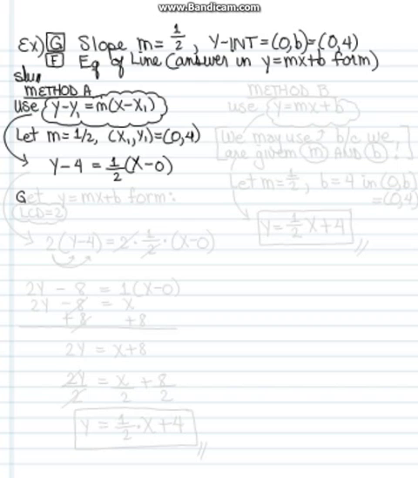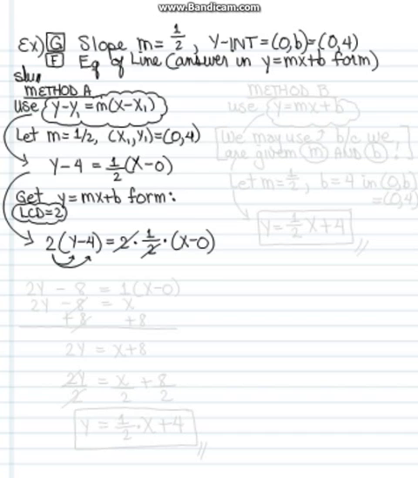And now we're going to get this answer into the proper form that they asked for at the end, y equals mx plus b. First, I'd like to get rid of the fractions because I never like working with fractions in equations. So I multiply both sides by the least common denominator, which is 2. I need to distribute it across the left side and cancel it on the right side. I get 2y minus 8 equals 1 times (x minus 0). Simplifying, that's 2y minus 8 equals x.